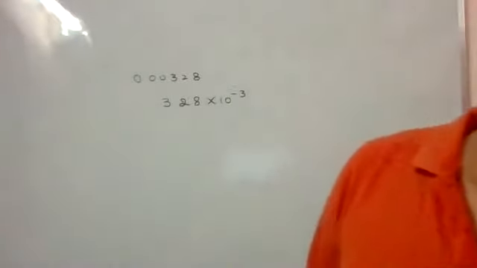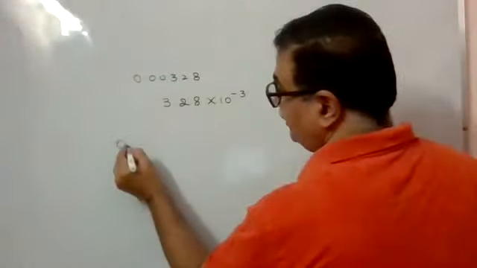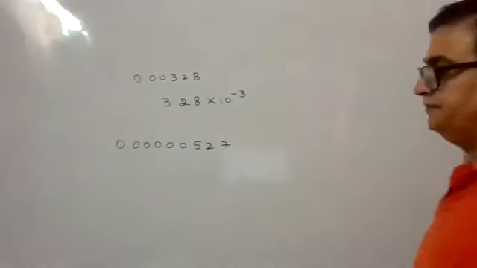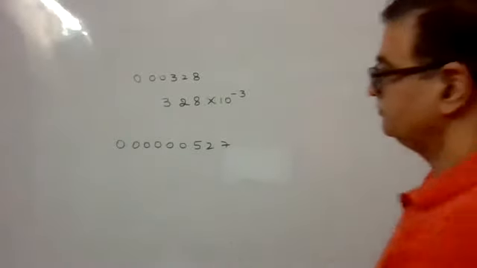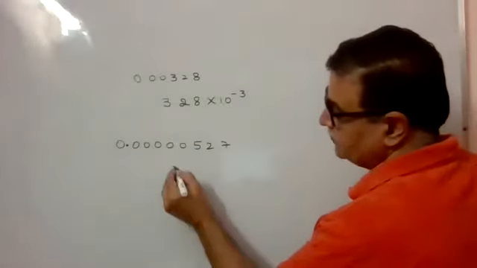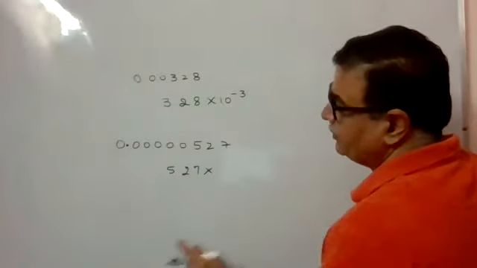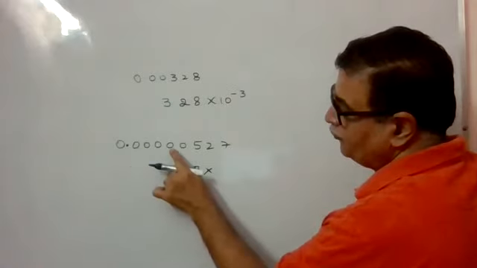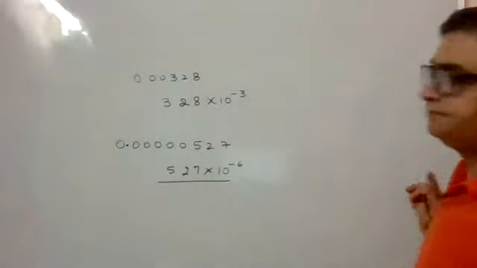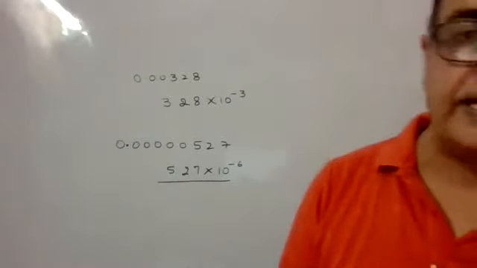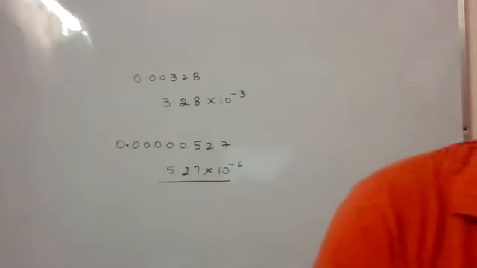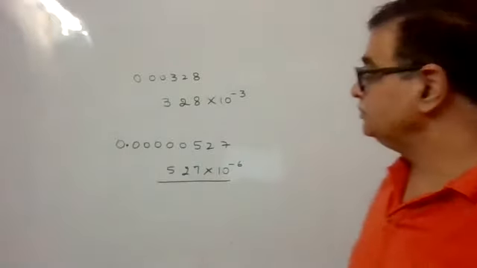Is it okay? One more write down. 0.0000527. 5.27 into 10 power minus 6. 5.27. कितना लिया रहे हैं? 1, 2, 3, 4, 5, 6. So 10 power minus 6. So this way you will be able to write the standard form in decimal representation. Is it clear or no?